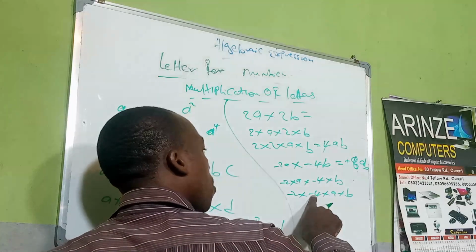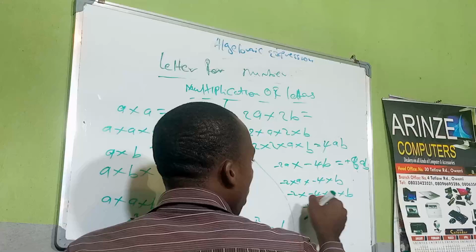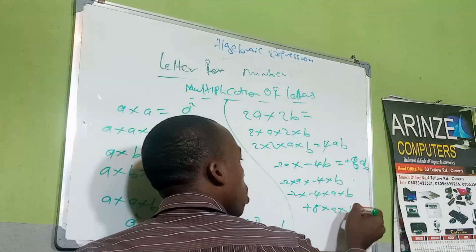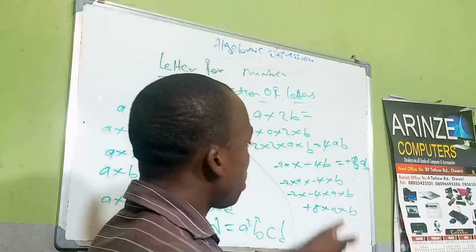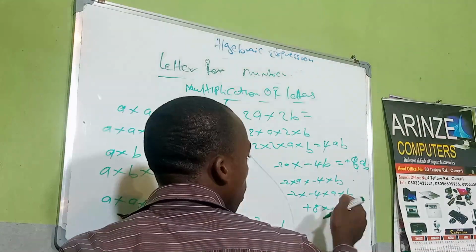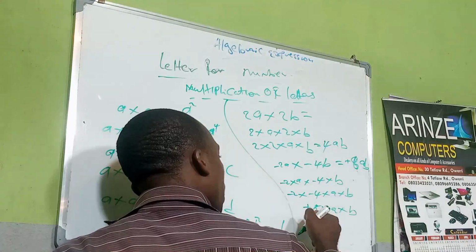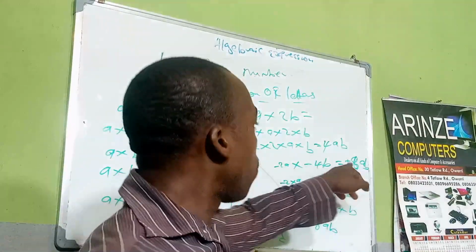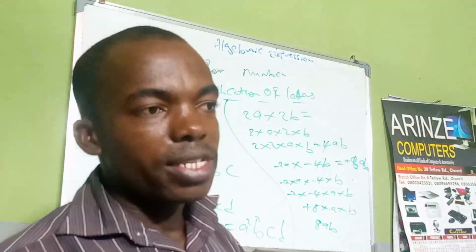So minus times minus is what? Plus. Then 2 times 4 is what? 8. Then times A times what? B. I hope you know that in front of this A and B, there are plus signs. So we have plus times plus times plus is what? Plus. A times B, 8AB. So that's how I got it. So it is plus 8AB or 8AB.